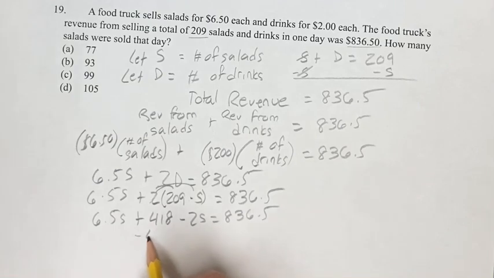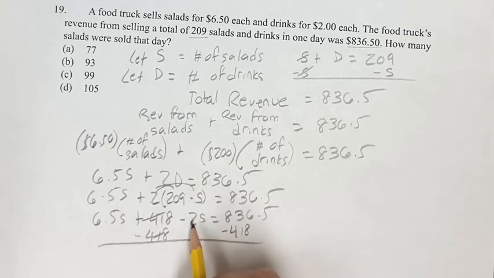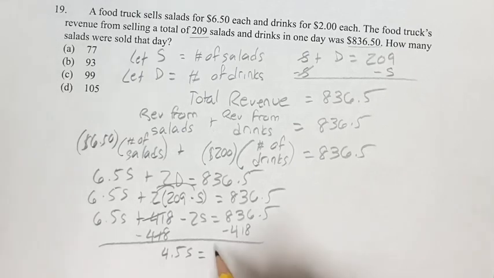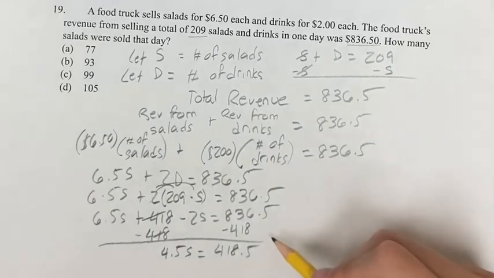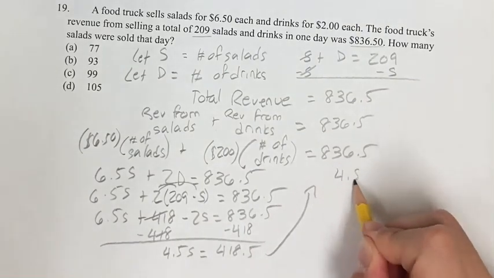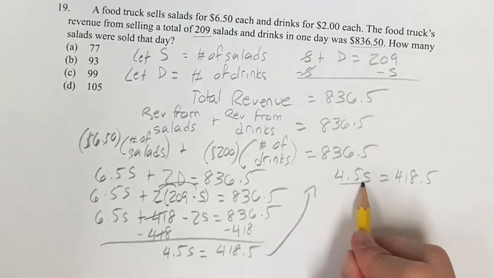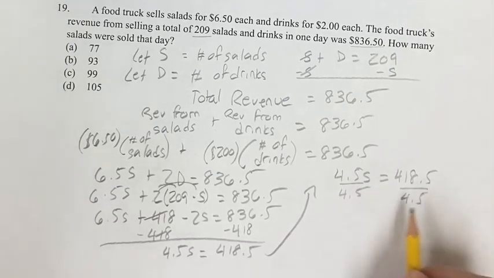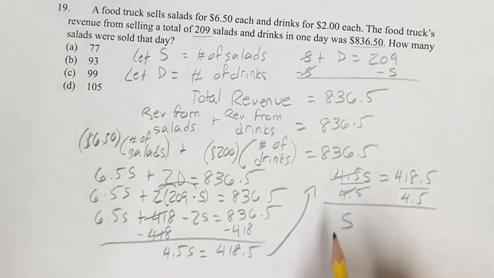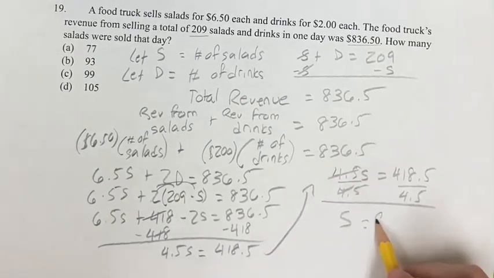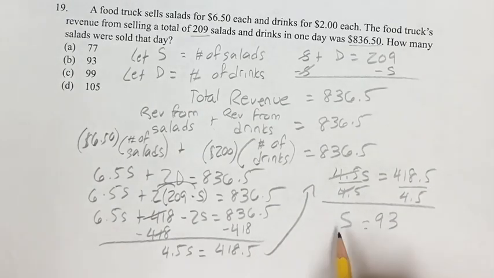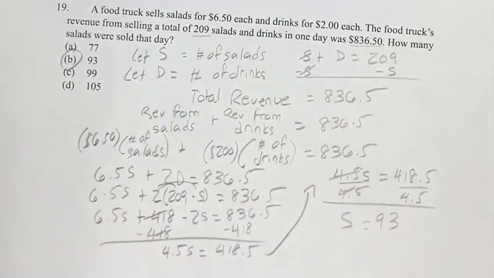836.5. Subtracting 418 from both sides, we get 6.5 minus 2 is 4.5S, and this is equal to 418.5. Bringing this up here so we don't run out of room. Again, we have 4.5S equals 418.5. Solving for S, dividing both sides by 4.5, on this side we just have plain old S, the 4.5s cancel away, and on the other side we get 93. Since S is the number of salads, there were 93 salads sold on that day, which is what they're asking, so B, 93, is going to be your final answer.